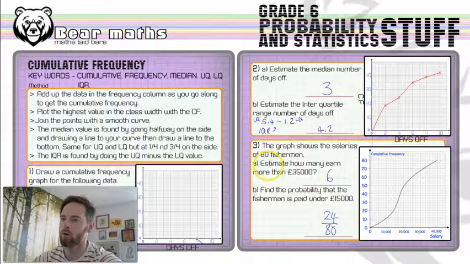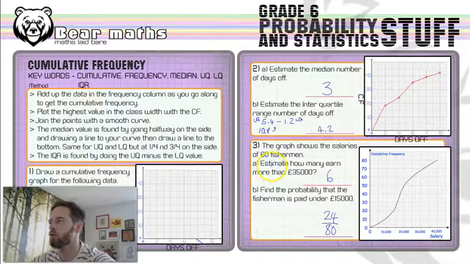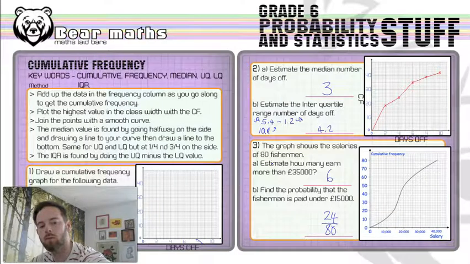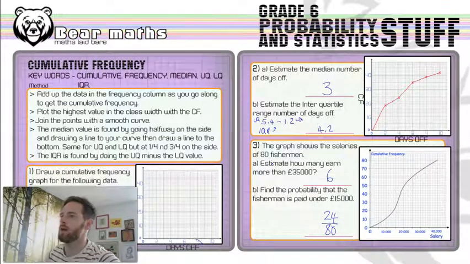Obviously don't rub out your workings, the lines that you draw on the graphs, because you will lose your marks, all right? I'm hoping that clears up some of the cumulative frequency issues that any of you might have had. There's not really much more to it than that. It's quite a nice grade 6 topic.